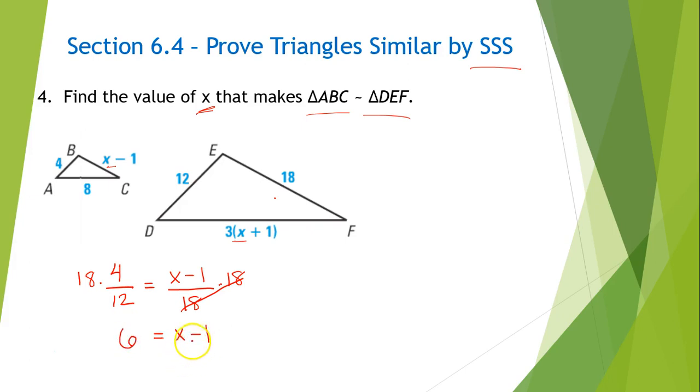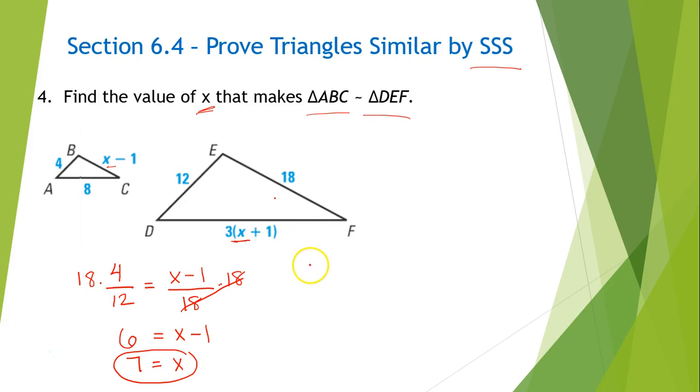Now, solving for x, we just need to add 1 to both sides, and we get 7 equals x, or x equals 7. And there we did. We solved for x. Now I'm going to show you using this side, DF here, and solving for x. We are going to get the same value, but let's just do it.